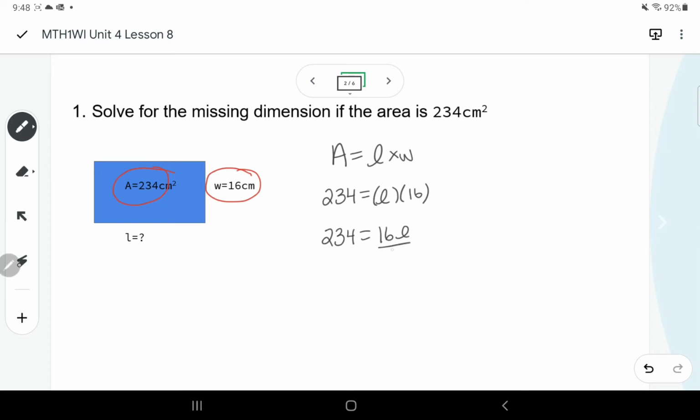We need to get L by itself, so I'll divide both sides by 16. So 234 divided by 16 ends up being 14.625 centimeters. So really what we're going to be doing in this lesson is just working backwards from a formula that we're given. We're going to have some of the information in the formula plus normally the answer, or what the formula will equal, and we'll have to do opposite operations to solve from there.